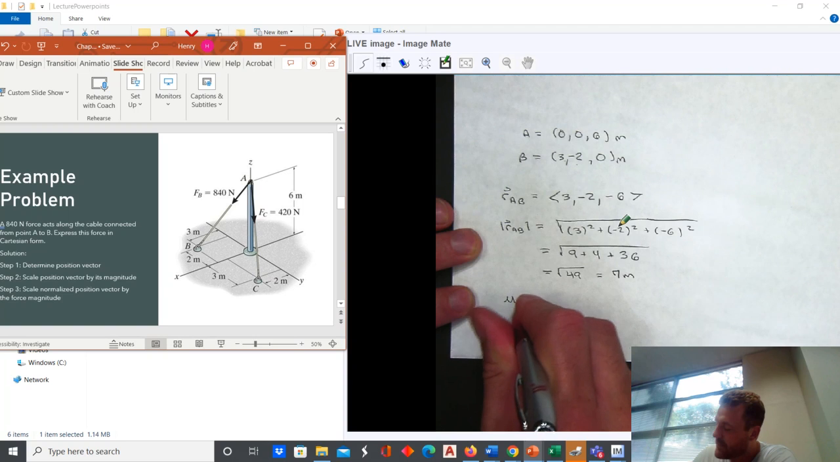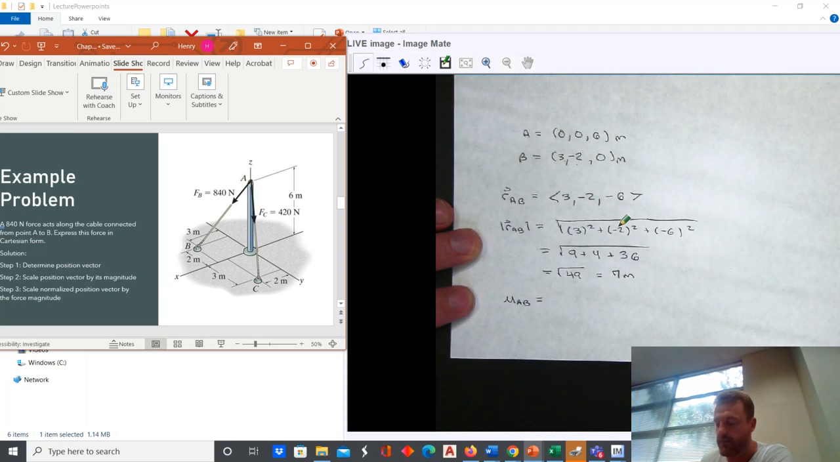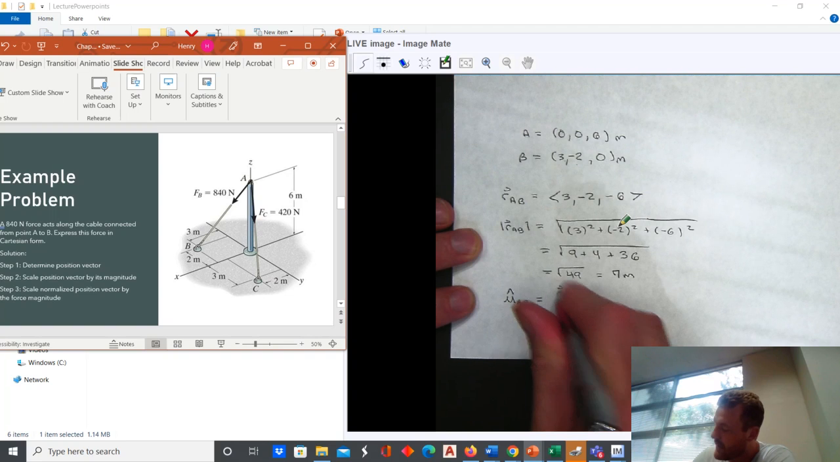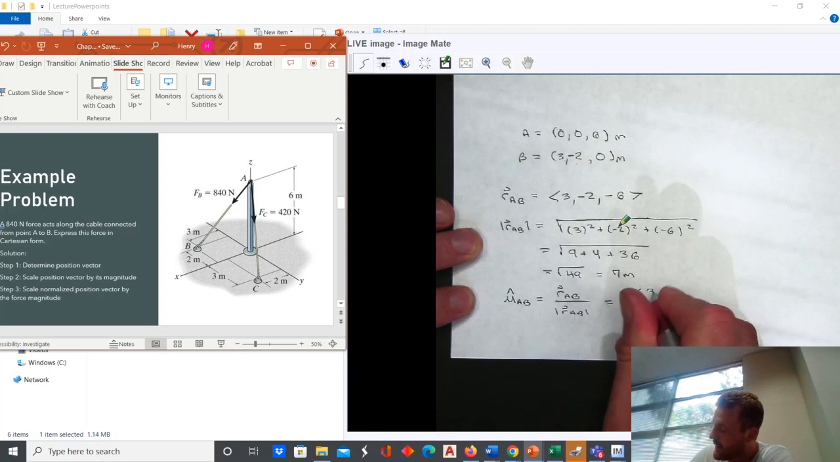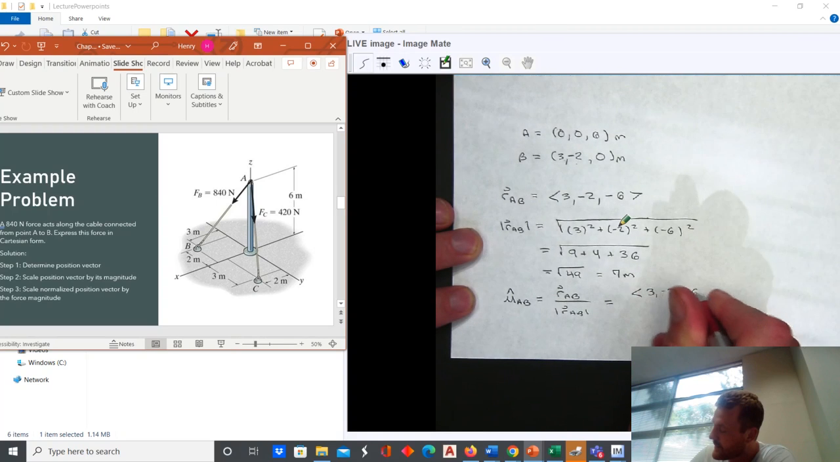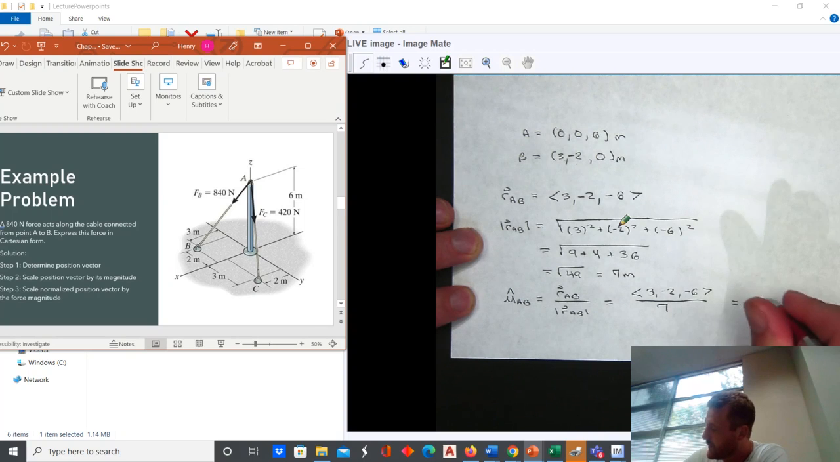Therefore, how do I get a unit vector from A to B? And usually we show our unit vectors by having hats. We're just going to take our position vector from A to B and scale by its magnitude. That just means to take this vector 3, minus 2, minus 6 and scale it by 7, which is just going to be 3/7, minus 2/7, and minus 6/7.